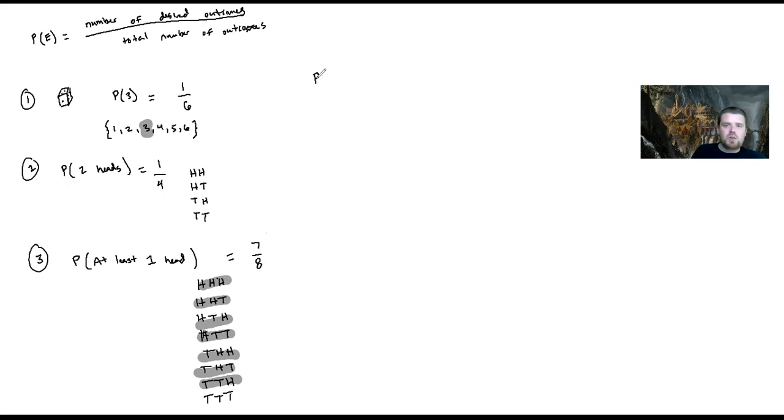What is the probability of rolling, say, a sum of 10 on 2 dice? Now here, it might help to have that sample space drawn. You don't have to, but it might help.